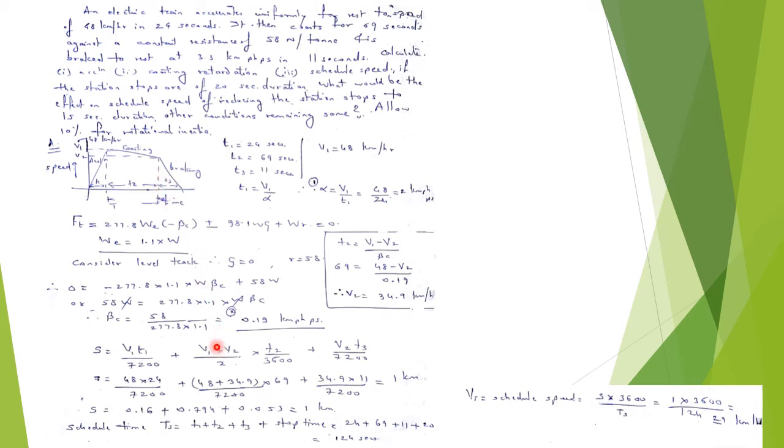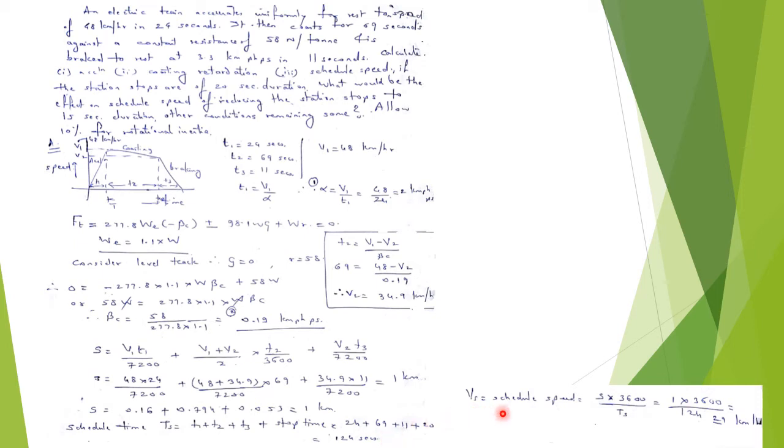So putting down these values here, V1 plus V2, then T2 is 69 seconds as given in the numerical, plus again V2 34.9 into T3, which is given as 11 seconds, divided by 7200. You'll find that the total distance of the run works out to be 1 kilometer. Scheduled time for the train is equal to the time required for acceleration plus time required for coasting plus time required for braking plus the stop time. So adding all these things, with the stop time given in the numerical as 20 seconds, the scheduled time becomes 124 seconds.